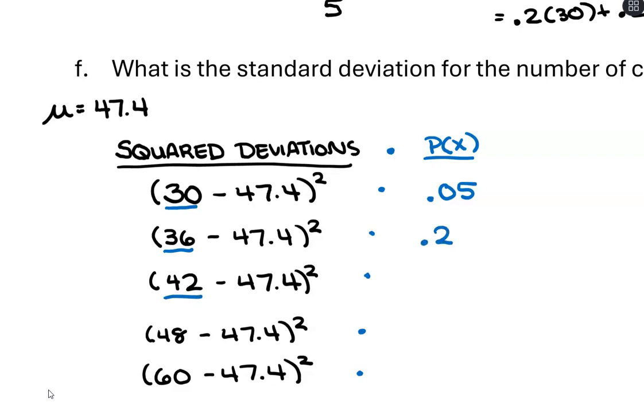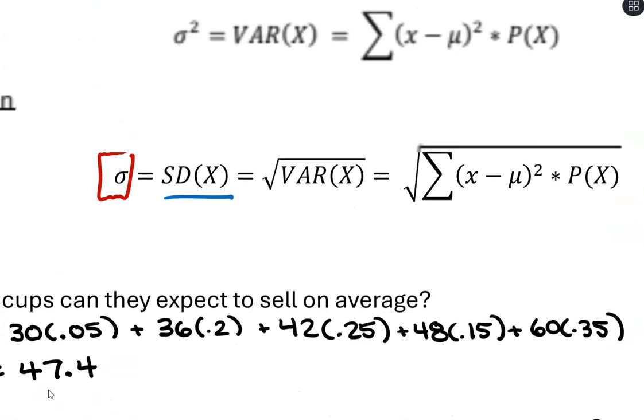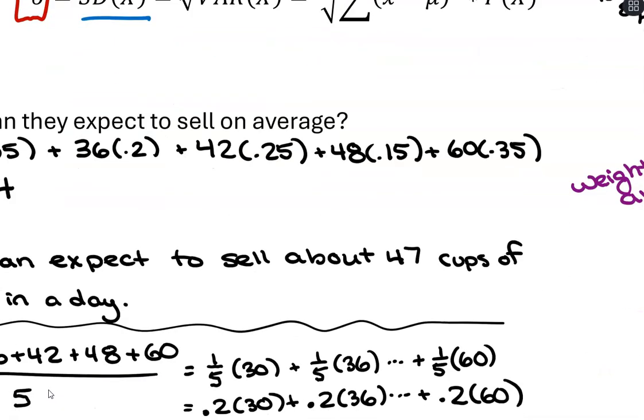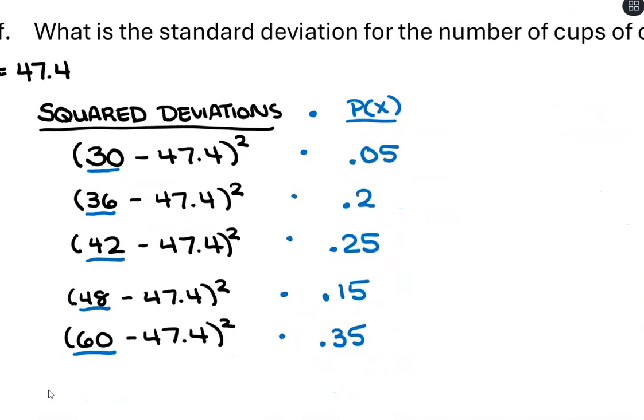42 had a probability of 0.25. 48 had a probability of 0.15, all coming from that table that was given to us. And then 60 had a probability of 0.35. So this sets up our calculations for variance. What I did is I just wrote a setup for each of the parts of our table. And now what sigma tells us to do is add them up.